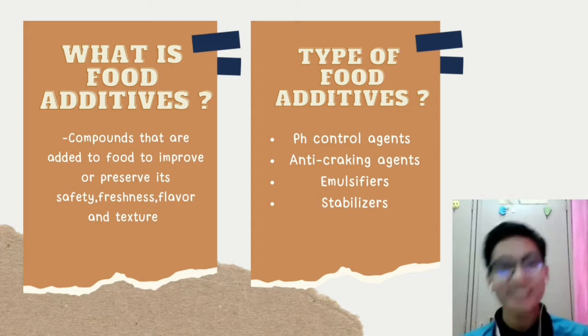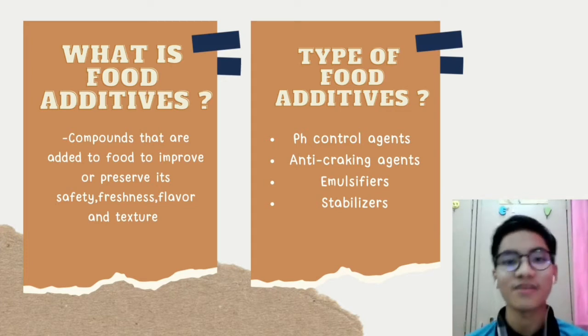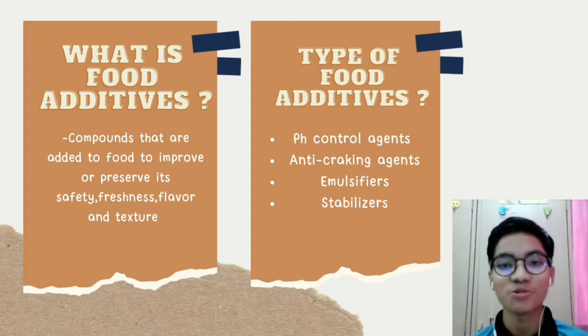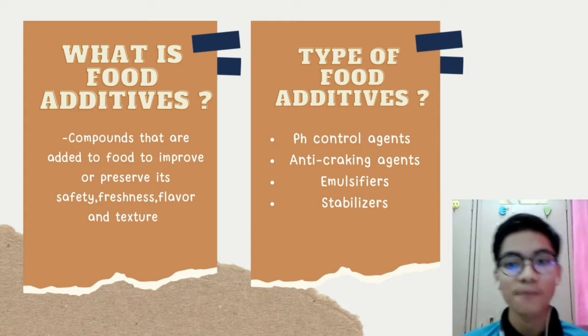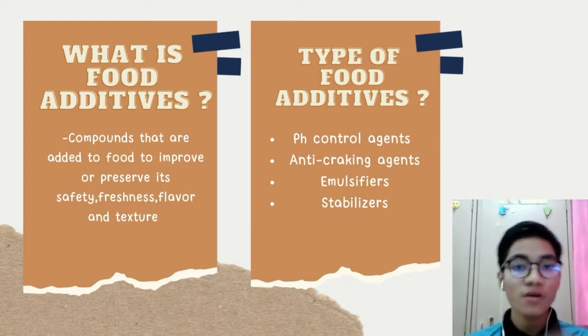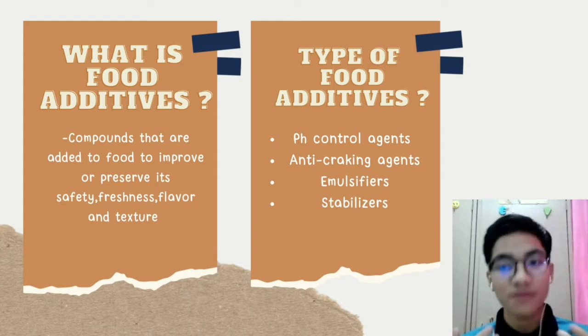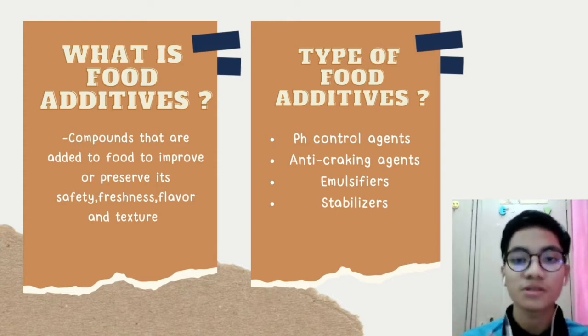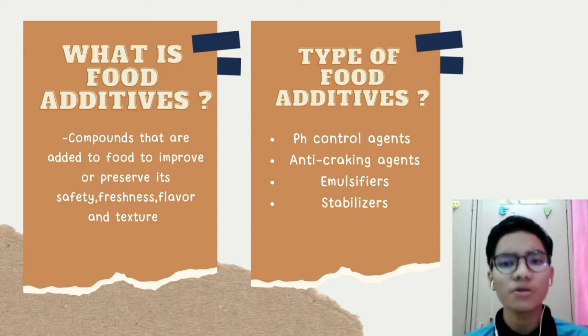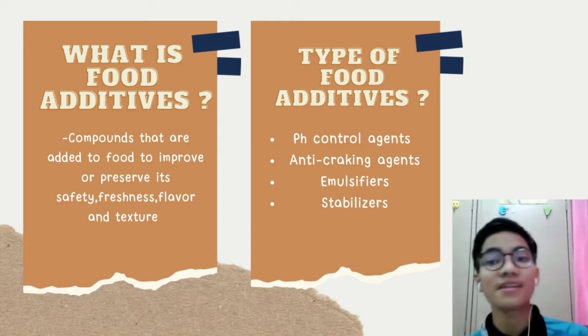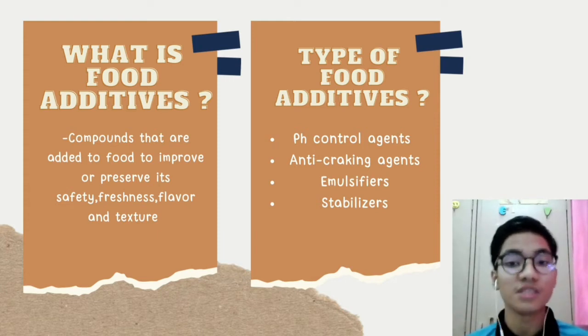Have you ever heard about food additives before this? So food additives are compounds that are added to food to improve or preserve its safety, freshness, flavor, texture and appearance. For example, salt will be added in meat products to make them last longer. And sugar, monosodium glutamate and sulfur dioxide are also used as food additives. There are many types of food additives, for example pH control agent, anti-caking agent, emulsifier, stabilizer and many more.